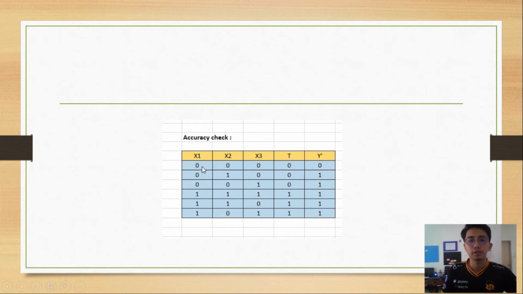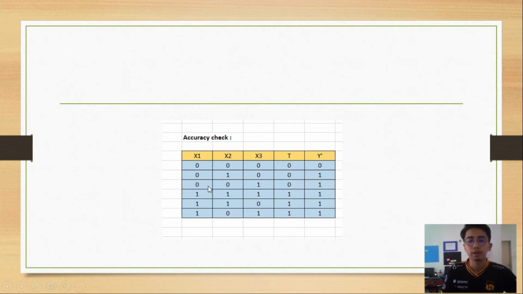Okay, so for the first one, it is 0 plus 0 plus 0 plus bias 0.5, so we will get 0.5, and then the y prime will be 0 because it is not greater than or equal to 1. For the second one, 0 plus 1 plus 0 plus 0.5 will be 1.5, which is greater than 1, so the y prime will be 1.